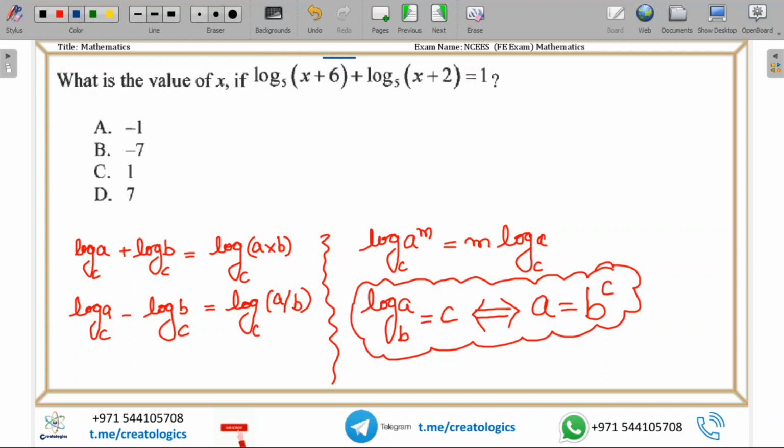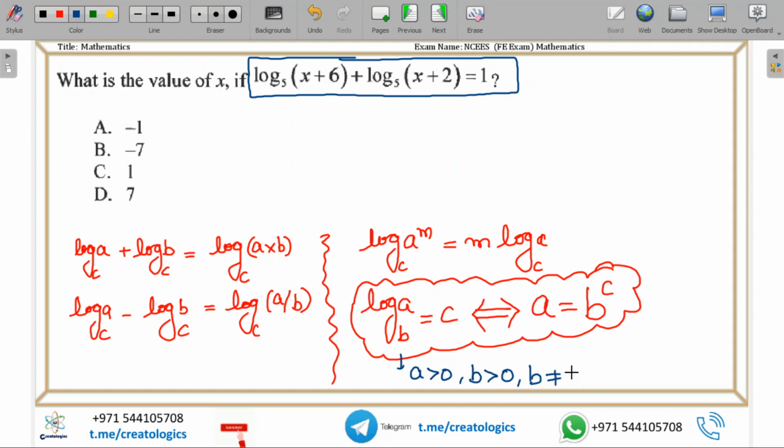So we are given an equation and we need to find those values of x which will satisfy this equation. Note that the argument of the logarithm and the base of the logarithm must be positive, and the base can never be equal to 1. Always remember, if you have log of a base b equal to c, then a must be greater than 0, b must be greater than 0, and b can never be equal to 1. If you are getting something which does not satisfy these, you cannot consider that as your answer.